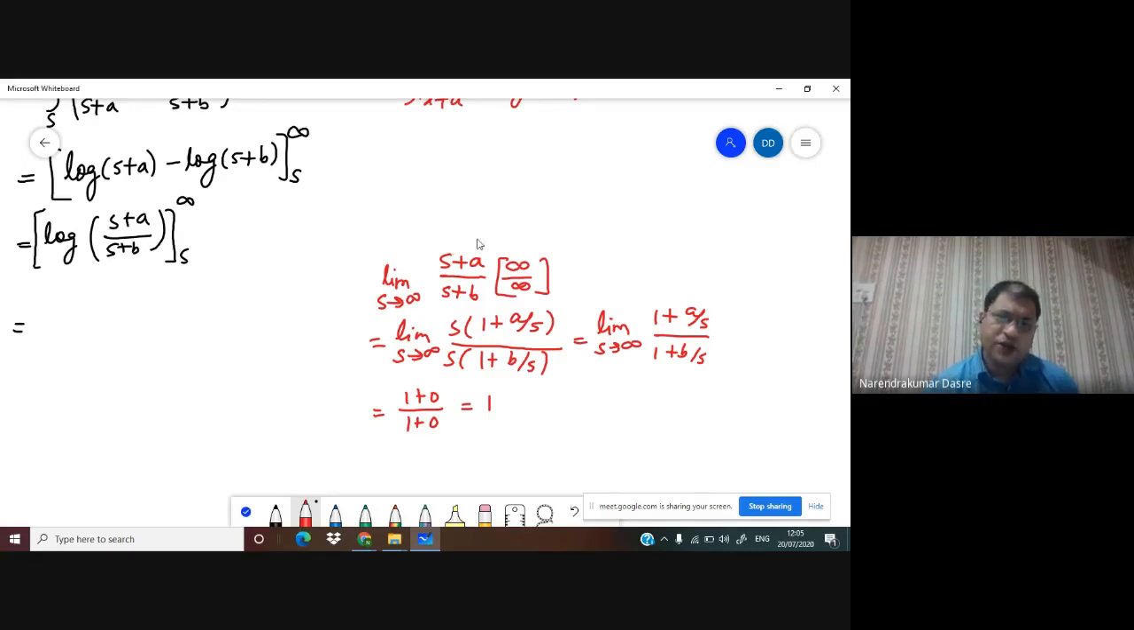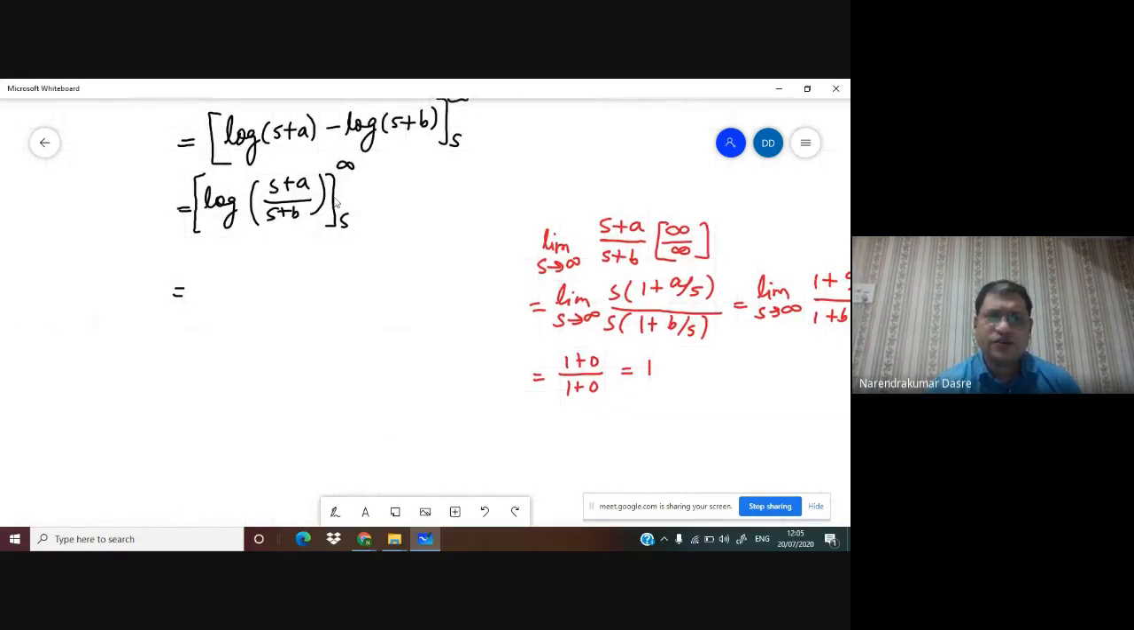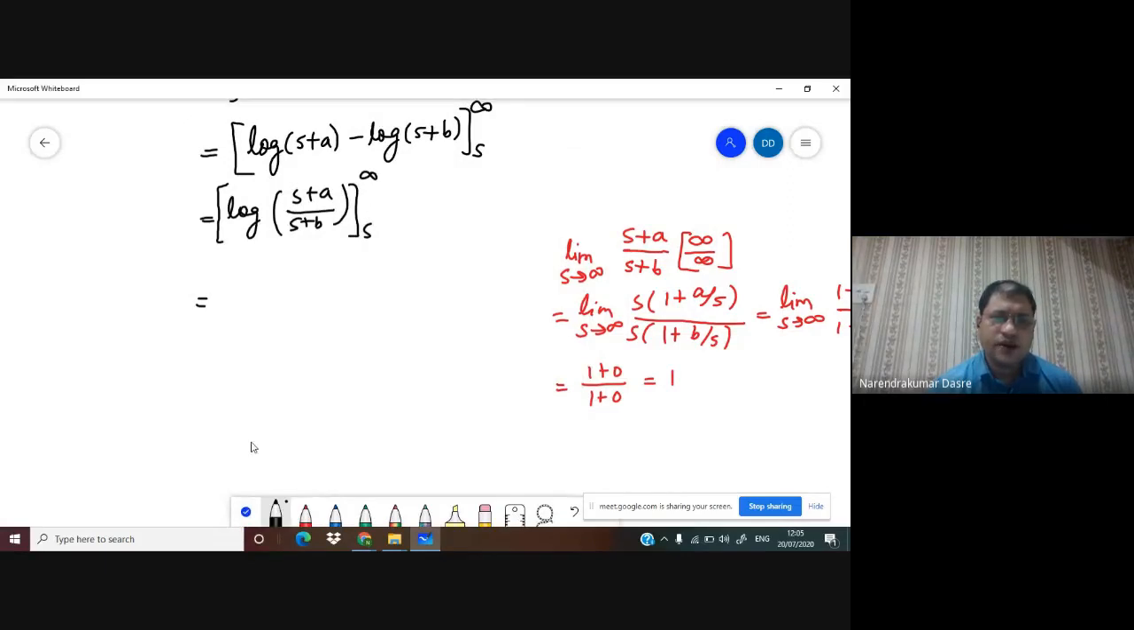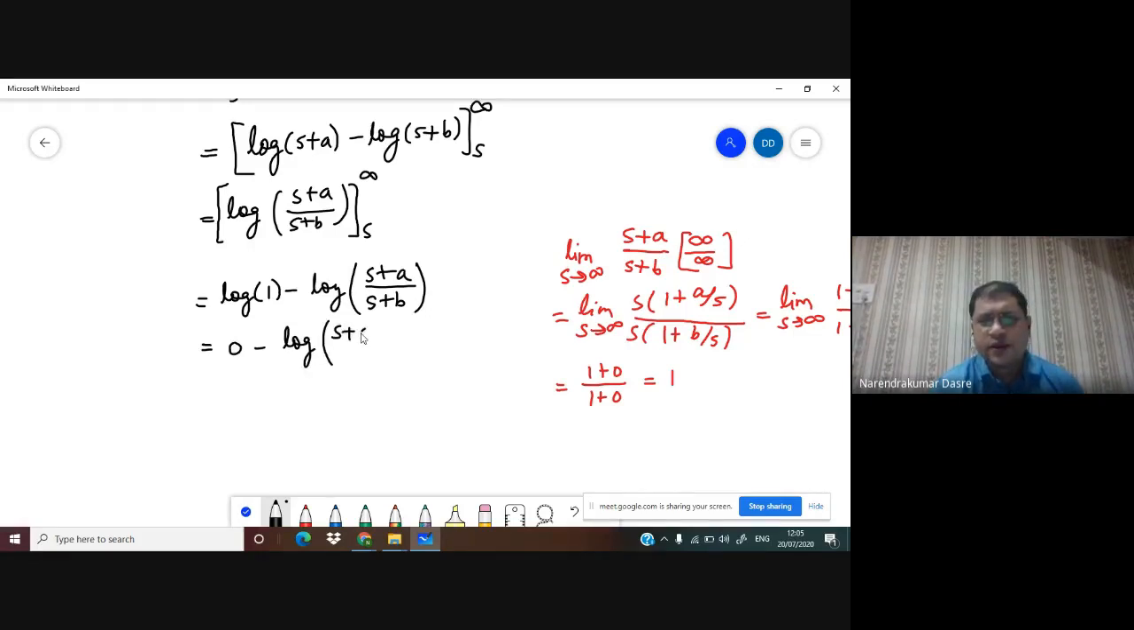So one thing you need to remember: when the degree of the numerator and denominator is the same, and the constants of the highest powers are the same, then the limit will always turn out to be 1. So this limit comes to be 1 when you put s equal to infinity, and hence what we'll get here is log of 1 minus log of (s + a) upon (s + b). So this term turns out to be 0, and you'll be having minus log of (s + a) upon (s + b).